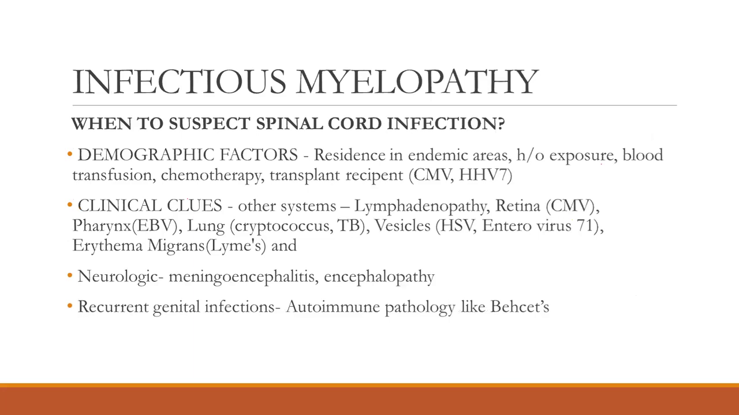Coming to infectious myelopathies. So when do we suspect spinal cord infections? If there are demographic factors suggestive of residence in endemic areas such as West Nile myelitis, history of exposure, basically high risk behaviors, blood transfusions, chemotherapies, immunosuppression, and transplant recipients, again immunosuppression, CMV and HHV7 associated.